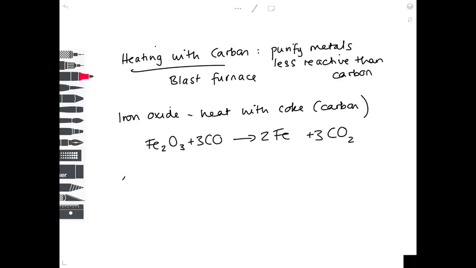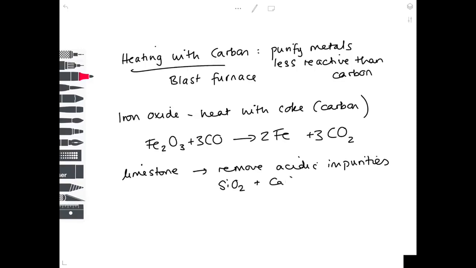Don't forget that they add limestone as a raw material, and that limestone is there to remove acidic impurities and ensure that iron is as pure as possible. The acidic impurity we're talking about is actually silicon dioxide, which reacts with the calcium oxide from the limestone to produce calcium silicate, otherwise known as slag.